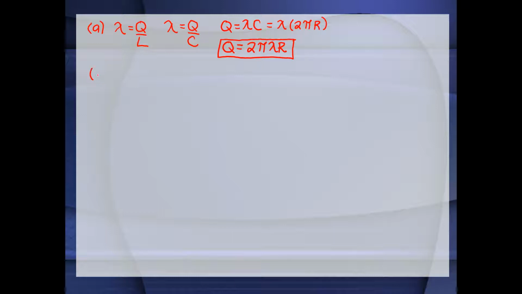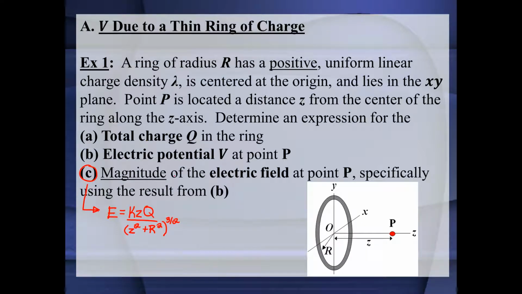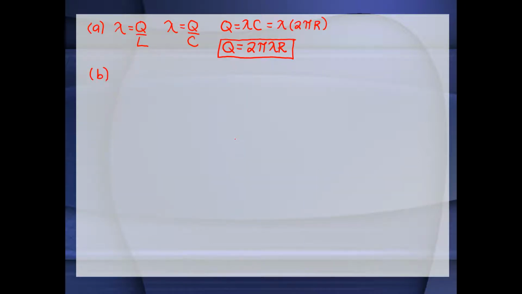Okay, now part B wants us to figure out, what's the electric potential at point P? So we're going to start off with our integral definition of this. My integral definition would be the electric potential at that point is K multiplied by the integral of dq divided by R.